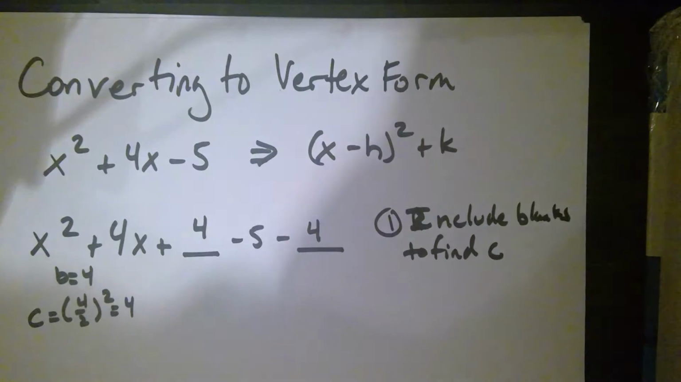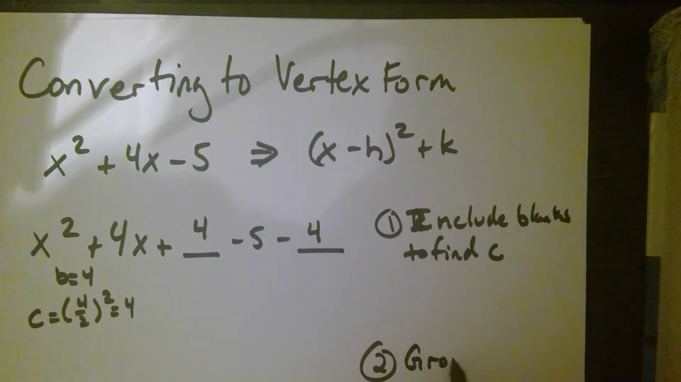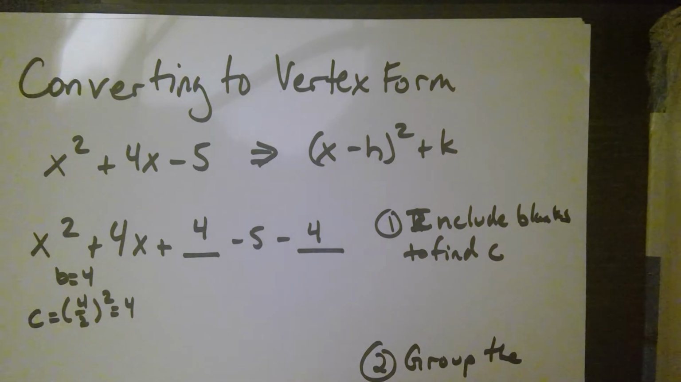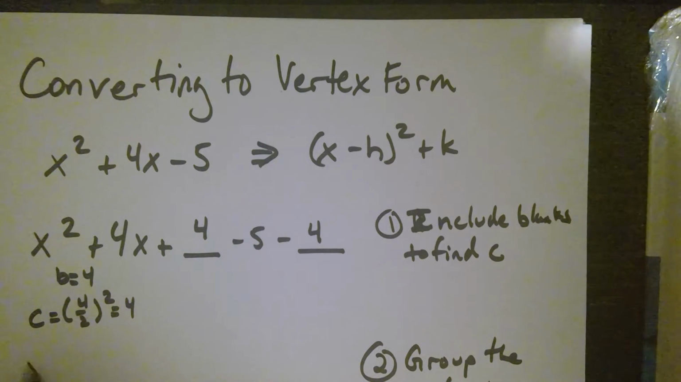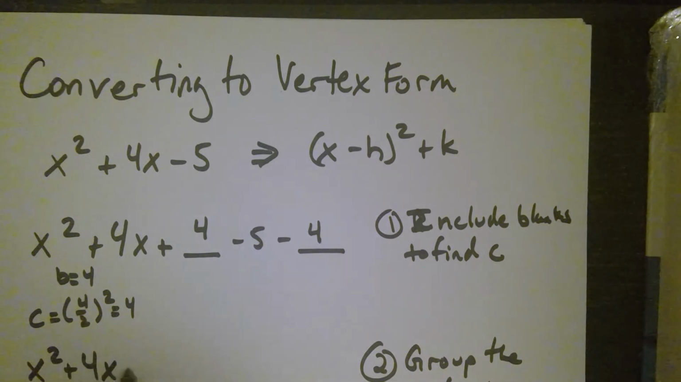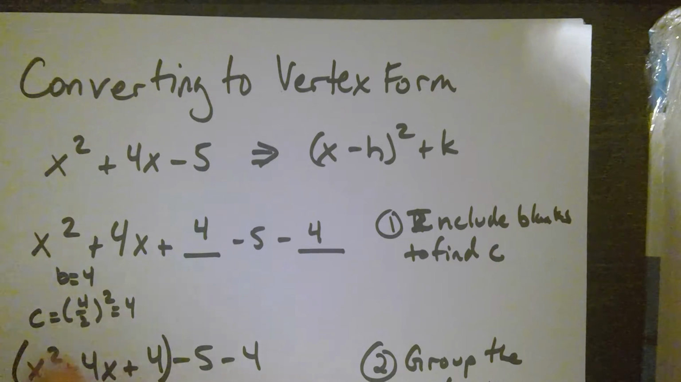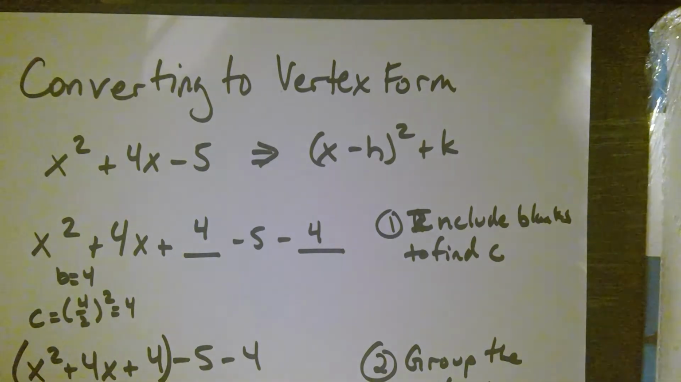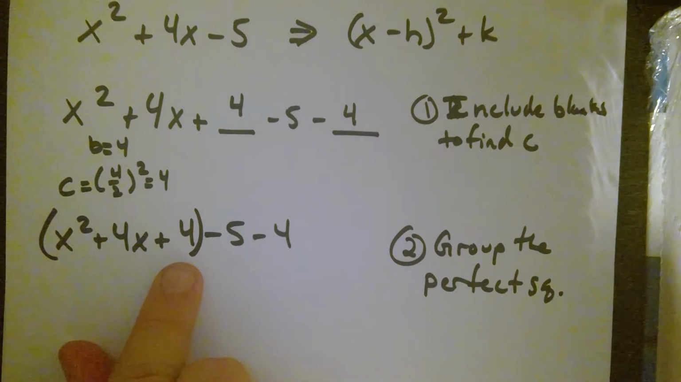Now, our second step, we want to group the perfect square. Okay, so I'm going to rewrite this the exact same way that we just saw it, and I'm going to group my perfect square. Okay, this is what we could do earlier when we completed the square. X squared plus 4x plus 4. We have B is 4. We know that C has to be 4 as well. And we can rewrite this as a perfect square binomial.